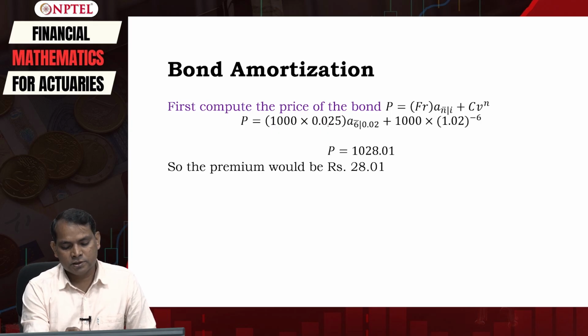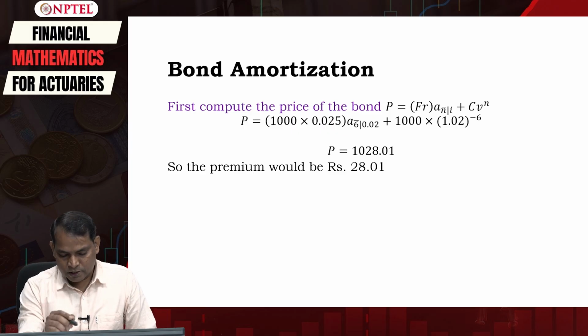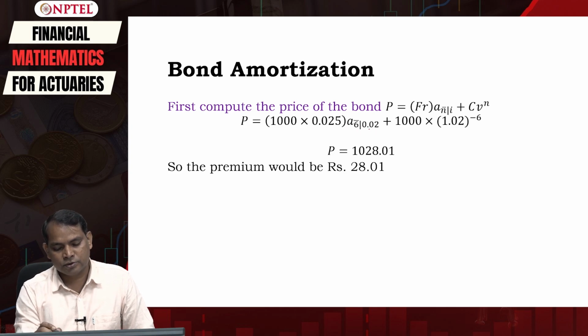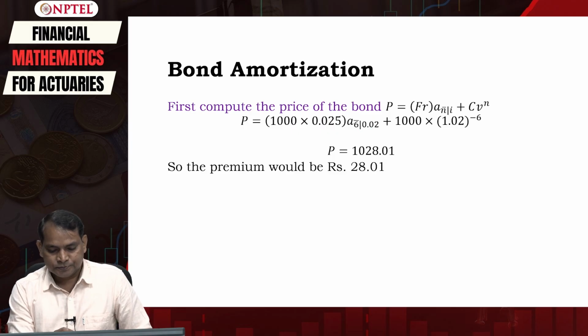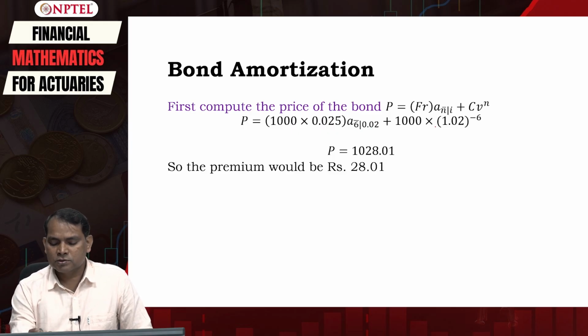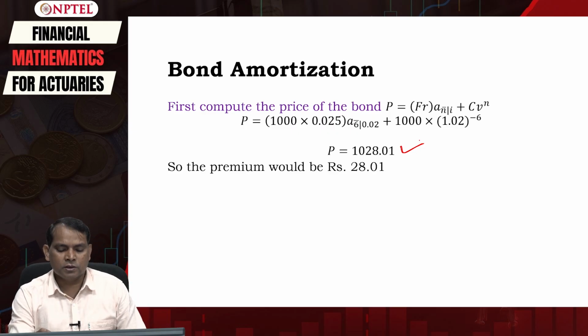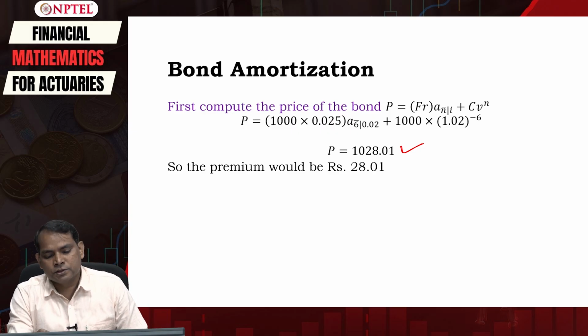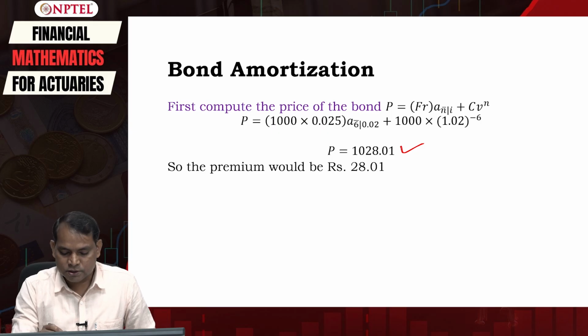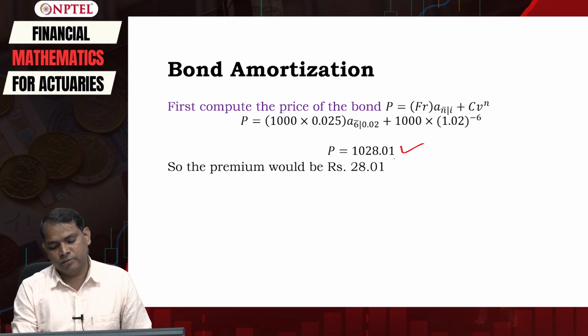1000 multiplied by the coupon rate, that is 0.025, after taking this semi-annual term, a angle n at i, where n is equal to 6 and i is equal to 0.02, plus 1000 multiplied by 1.02 to the power minus 6, which will give us the price of the bond as 1028.01. So essentially this is a premium bond, because 1028 is higher than the face value.